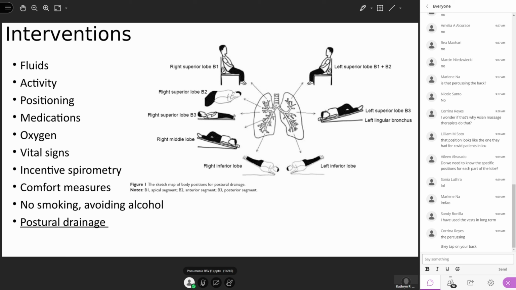Positioning to promote airway clearance: having the patient upright for eating, but also changing position to mobilize secretions. Some of the medications you may see are mucolytics, which promote expectoration of secretions and break up mucus, or bronchodilators, which open up the airway. Things like Ventolin.